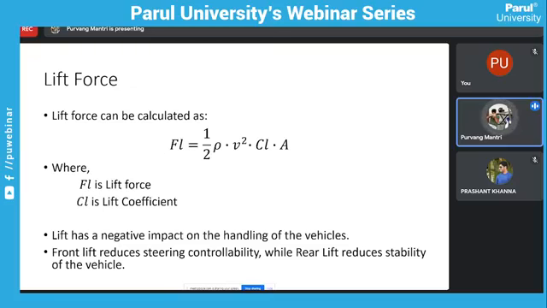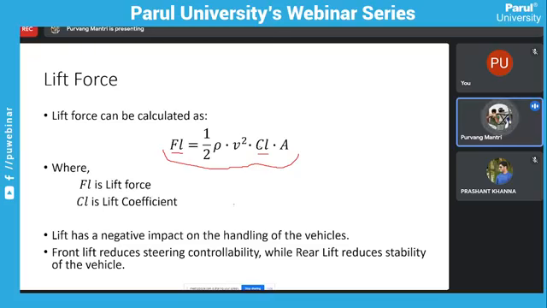To calculate the lift force, this is the formula: FL = 1/2 ρ V² CL A. This formula is almost similar to the formula for drag force, only two variables are changing over here. One is FL and the other is CL, where FL is the lift force and CL is the lift coefficient, or coefficient of lift. Now, lift has a negative impact on vehicles.